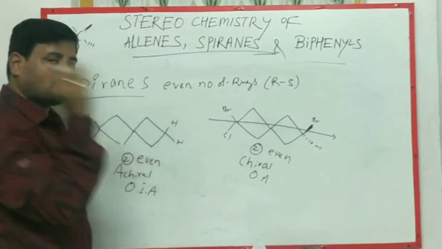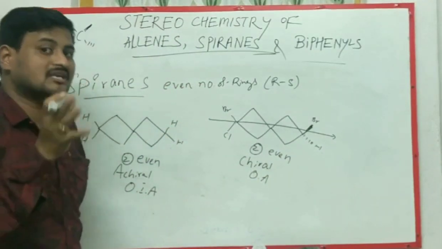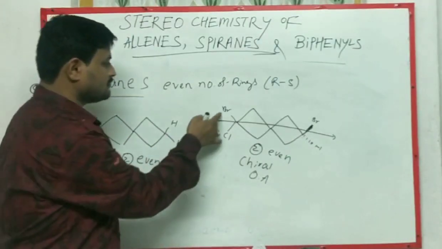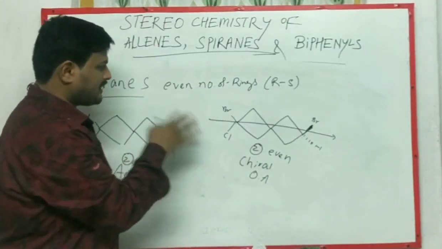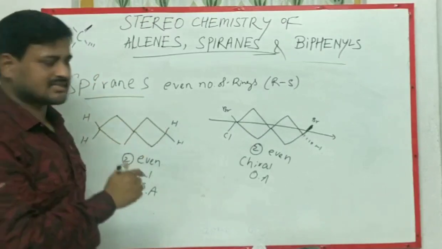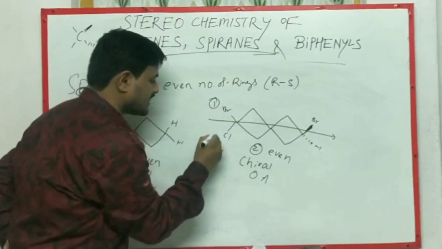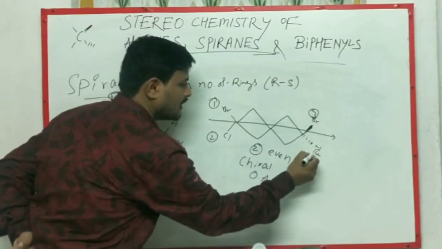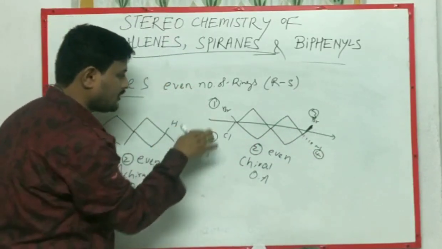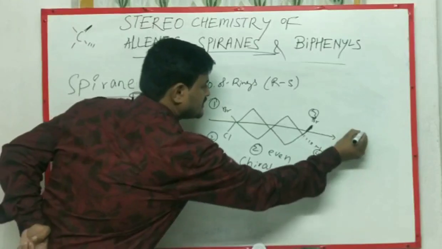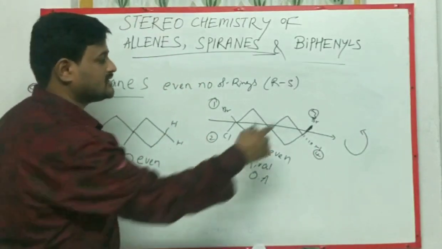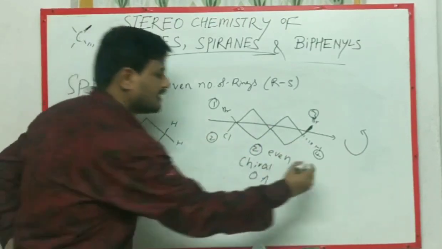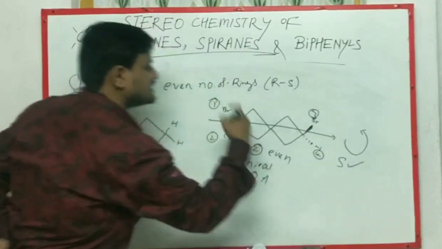How do we give the priorities? Priority starts with the atoms within the plane. Here the atoms within the plane are bromine and chlorine. Comparing atomic numbers, bromine has the highest atomic number, so first priority, then second priority. Here third priority, fourth priority. Then 1, 2, 3 in this direction is the S configuration. Here the fourth priority is below the plane, so the S configuration is correct for this example.